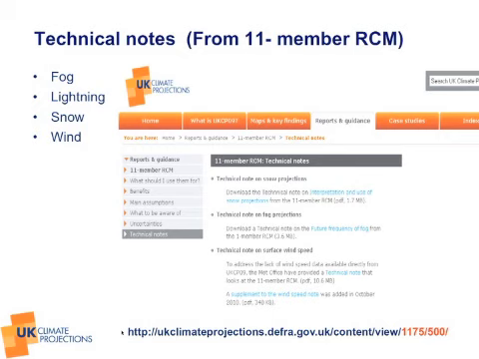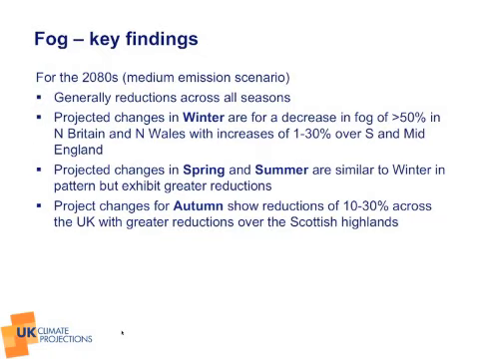The RCM data used to produce the reports is available through the Climate Links project website rather than the user interface. For each of the variables, I will explain the key findings, but our technical notes at the link on the screen will provide you with information on our methodology. Like with any variable from the 11-member RCM, only the medium emission scenario is available.